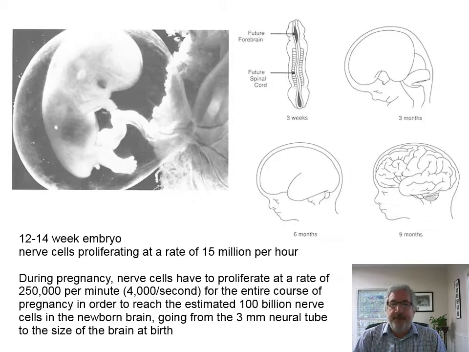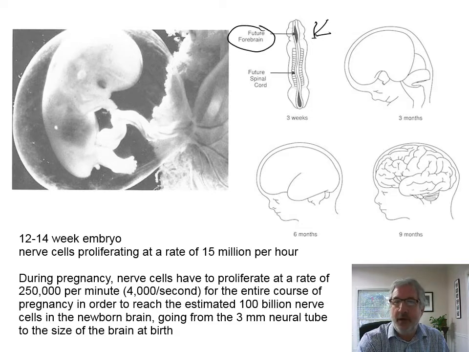And next slide. So here's a picture of a 12 to 14 week old embryo where the nerve cells are proliferating at a rate of about 15 million an hour. You start off as a fertilized egg and develop through several cell divisions into this neural tube structure at about 3 weeks here. And you have a forebrain up here, and you have the future spinal cord here. So this is 3 weeks.